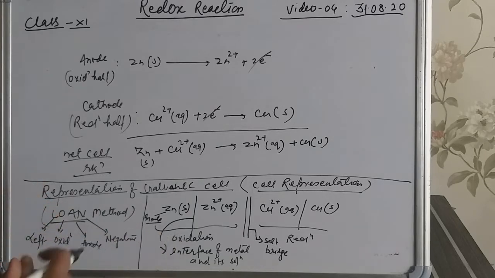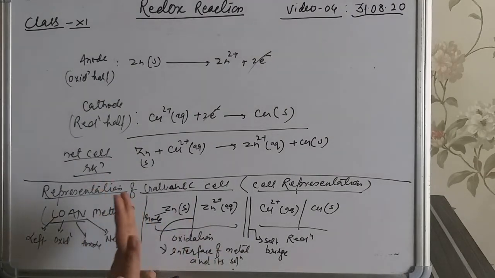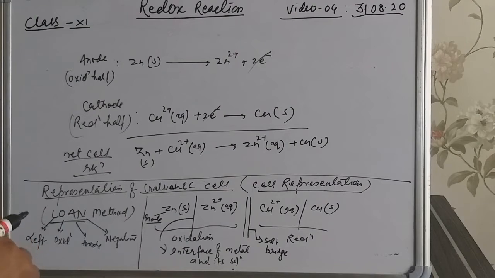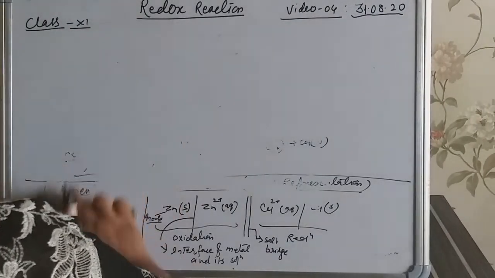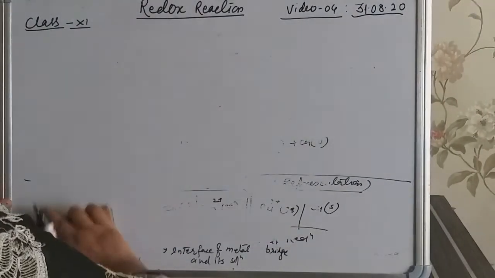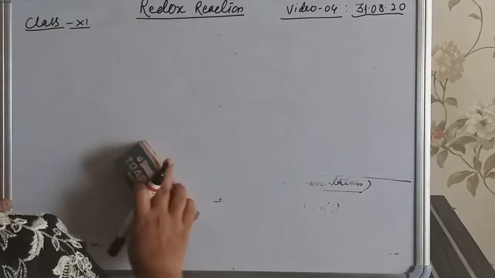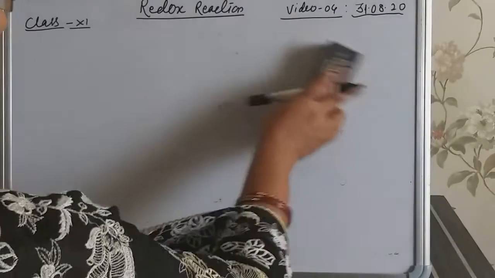Whenever we represent the cell reaction, always on the left side the species in which oxidation takes place is written. So let's talk about the electrochemical cell, in which we look at the role of the salt bridge and what an inert electrolyte is. So let's first discuss what a salt bridge is.